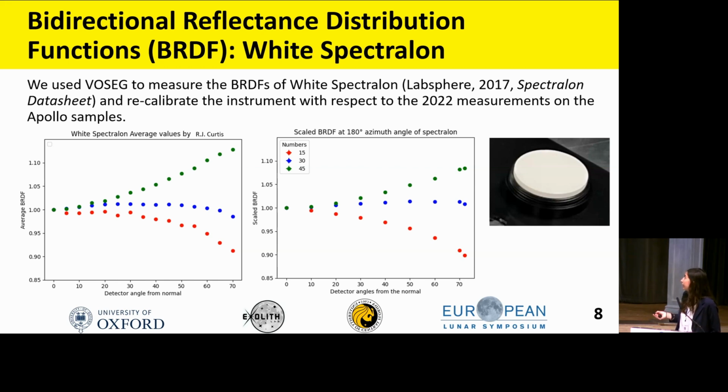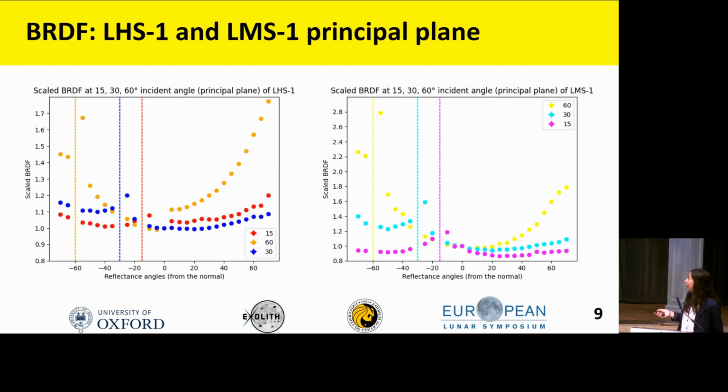And so we use the widely diffused commercial white Spectralon, and you can see that the calibration is very similar to what was previously done in Curtis et al. So we are confident that our calibration is correct and the measurements can be compared quite directly to the Apollo. So these are LHS1 and LMS1 in the principal plane, being 0 to 180 degree azimuthal. And this is interesting just because it shows that for all the different incidence angles, we do have somewhat of an opposition effect starting to show.